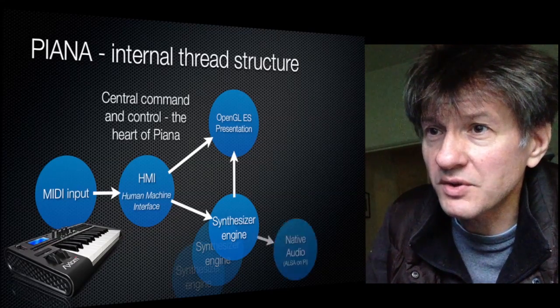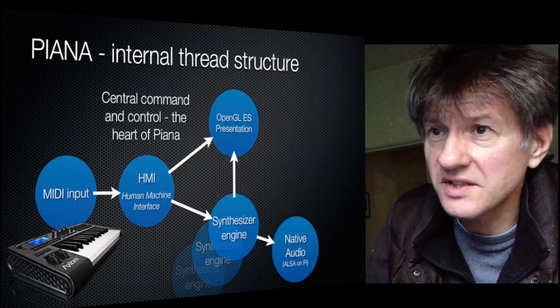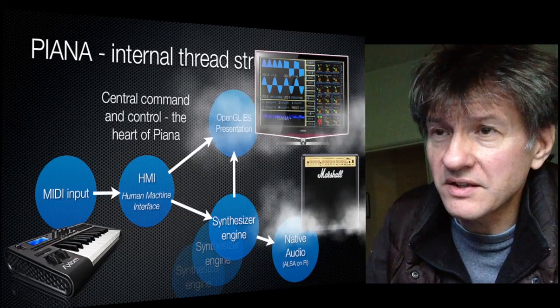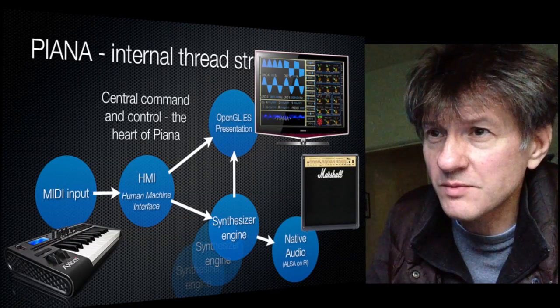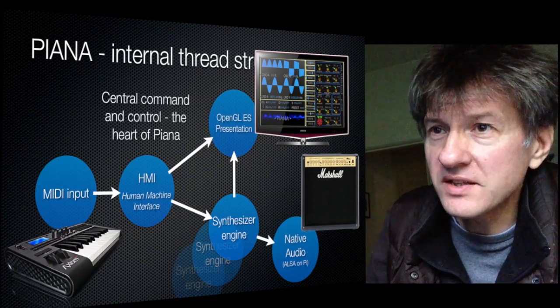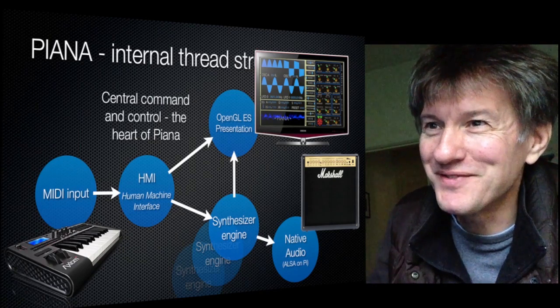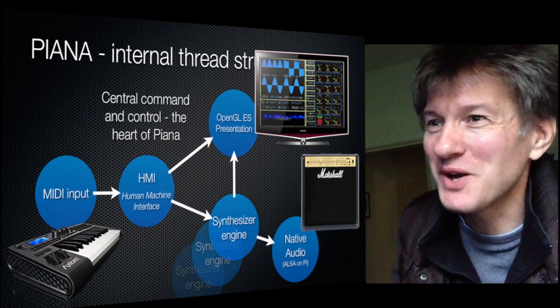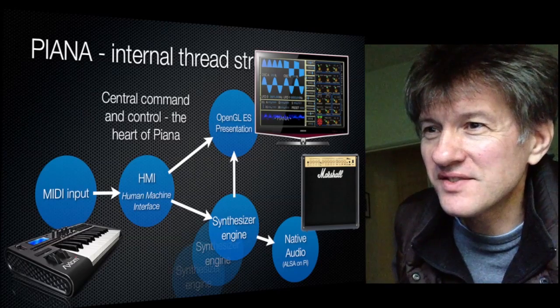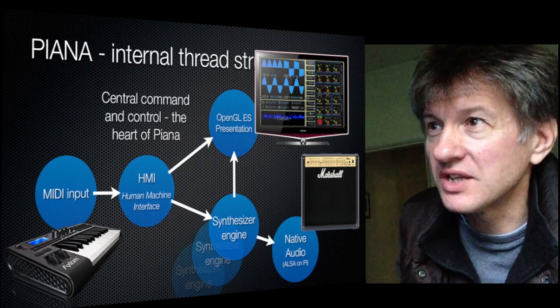The synth then, having synthesized its bytes of data, pushes them out to the loudspeaker via a native audio thread, which on the Pi uses ALSA. On the Mac and under iOS that uses Core Audio, as you would expect. And then the audio goes out to a Marshall amp, and the video, the rendered pixels, go out to a telly. And there's the thread structure of PIANA in a nutshell.